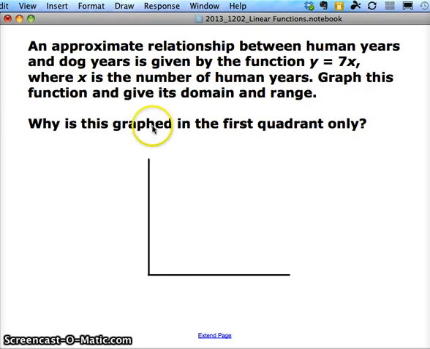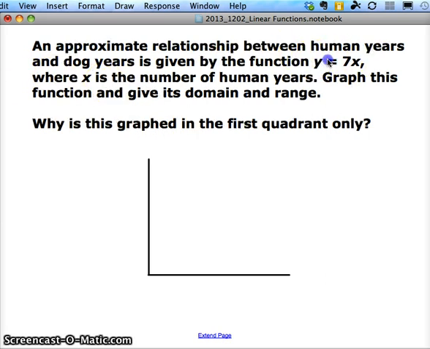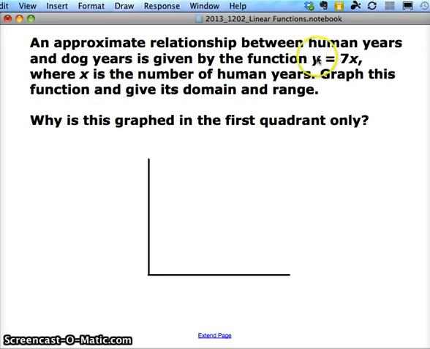Now let's talk about how this works with a word problem. If you look here, this is actually y equals 7x. This is a linear function, and it's an approximate relationship between human years and dog years given by this function. And x is the number of human years. They say a dog ages 7 years for every human year.